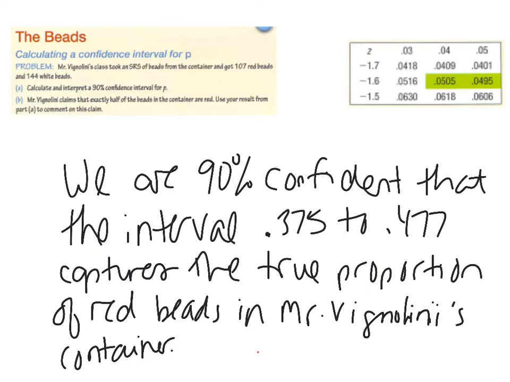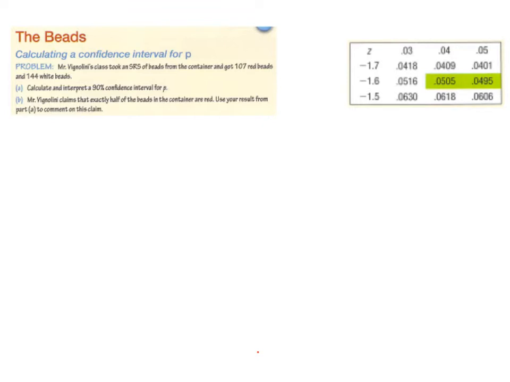All right, so let's look at part B. For part B, it wanted to know that Mr. Vignolini claims that exactly half the beads in the container are red. Use my results from part A to comment on this claim. So he claims that half the beads are red. So basically what he is claiming is that p is equal to 0.5.